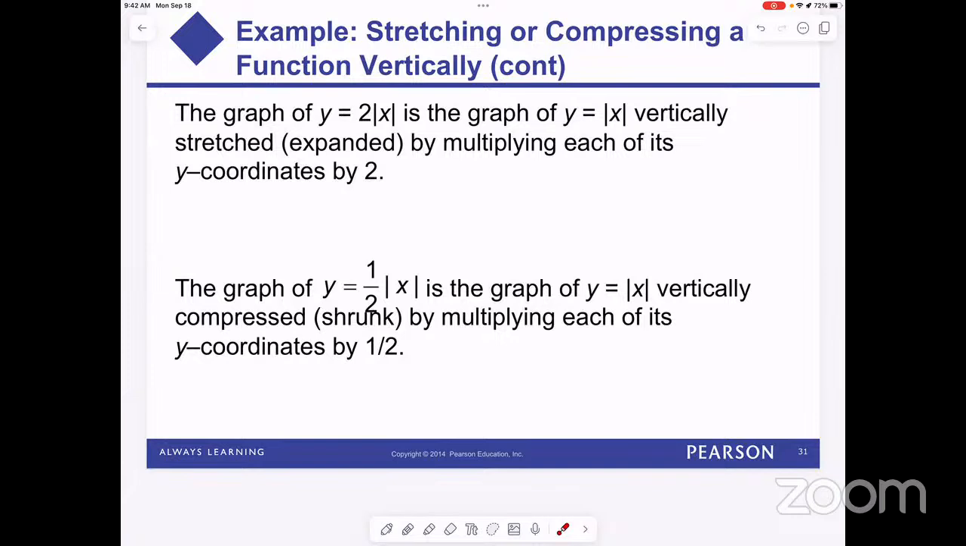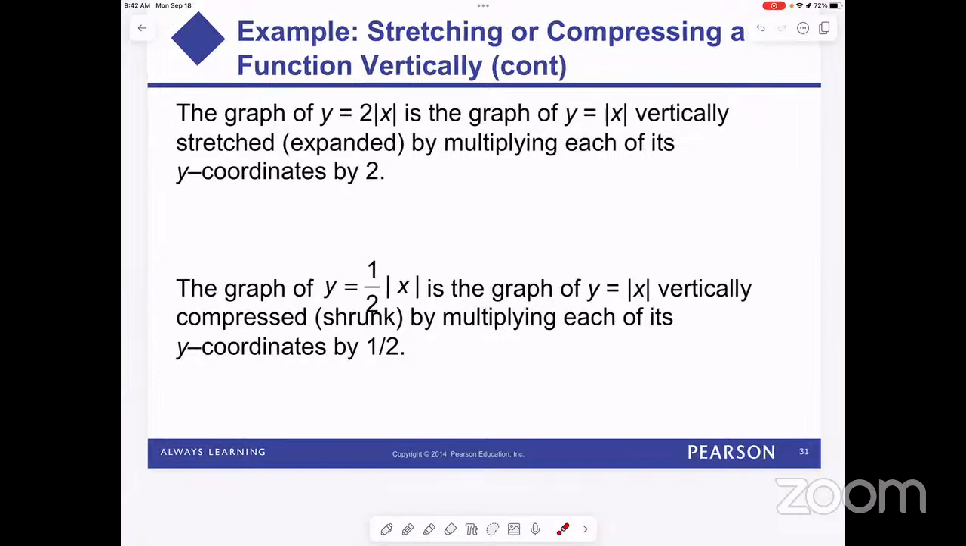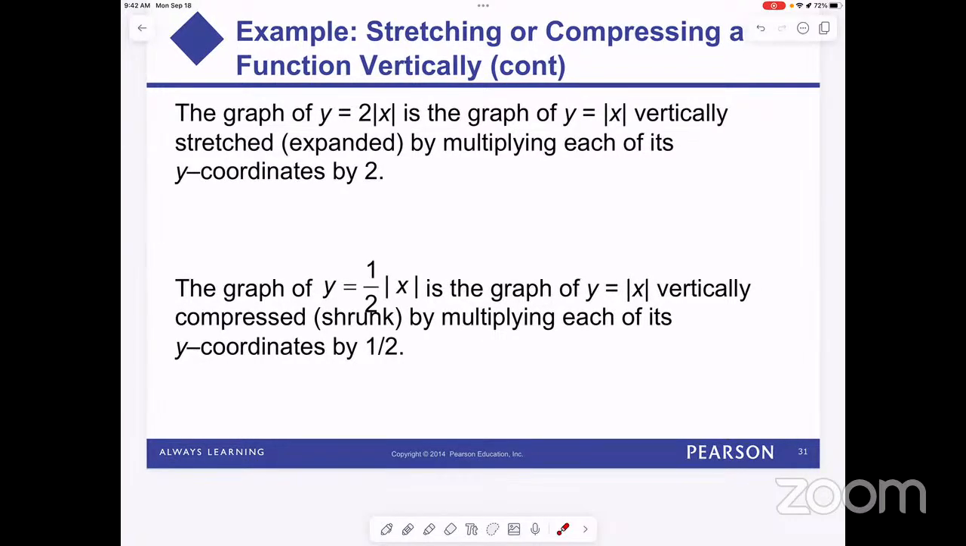And the graph of 1/2 times the absolute value of x is the graph of the original function vertically compressed or shrunk by multiplying each of its y values or y coordinates by 1/2, right? So multiplying the outside by a number larger than 1 causes a vertical stretch. Multiplying the outside by a number between 0 and 1 causes a vertical compression.